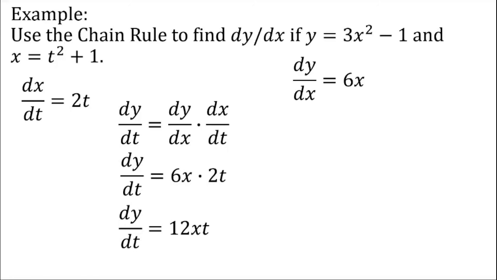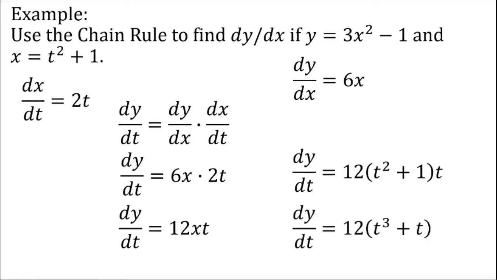So we have our x there. So let us change x. What is the value of x? Anyone? T squared plus 1. Very good. So x equals t squared plus 1. So let us change x to t squared plus 1. dy over dt equals 12 times t squared plus 1 times t. Or dy over dt is equal to 12 times t cubed plus t. So that's our answer.